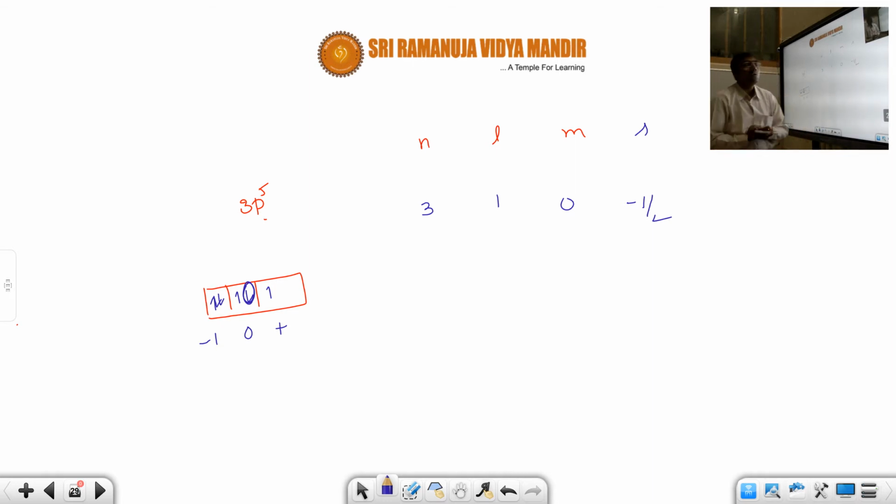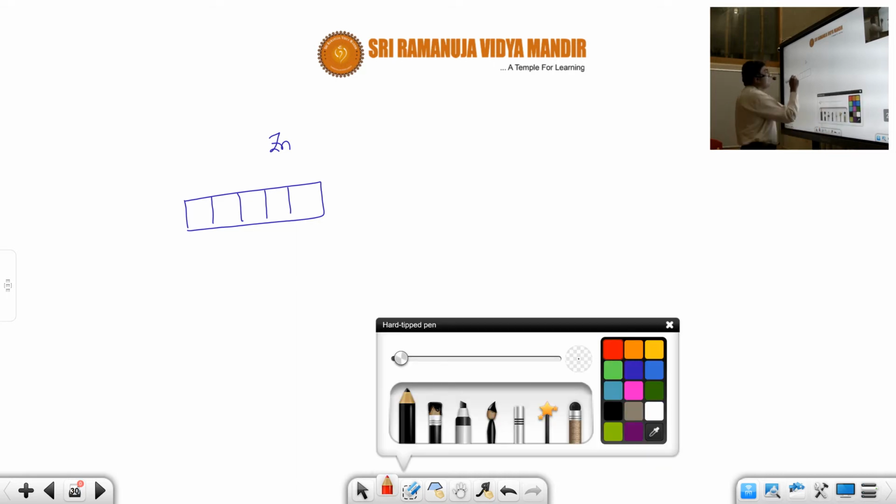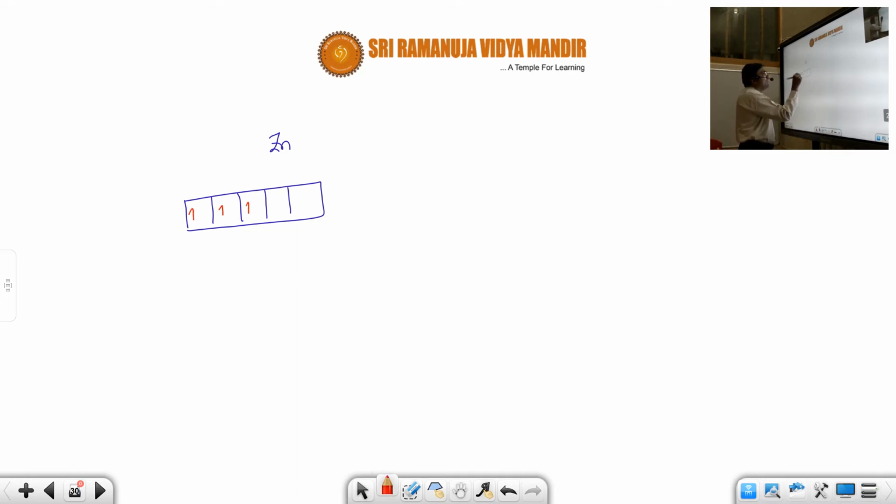I hope you understood. So shall we write for zinc? Okay. Now let us take one more slide. So let us take zinc. Zinc is 3d10. 1, 2, 3, 4, 5. So write the electronic configuration. Last electron: 1, 2, 3, 4, 5, 6, 7, 8, 9.